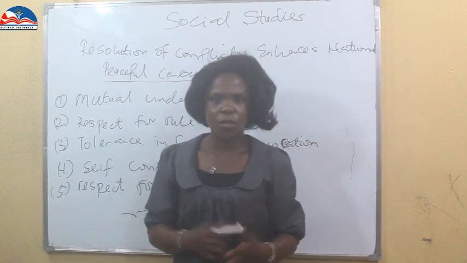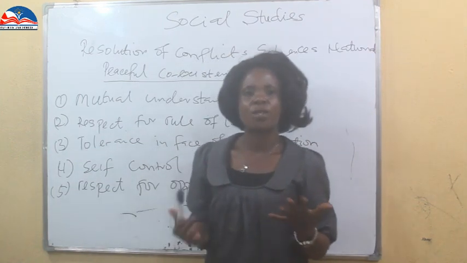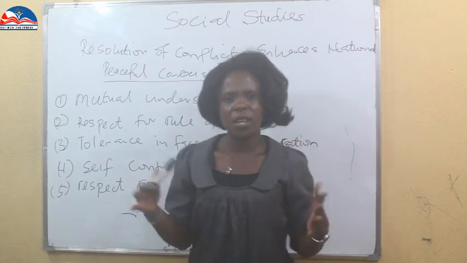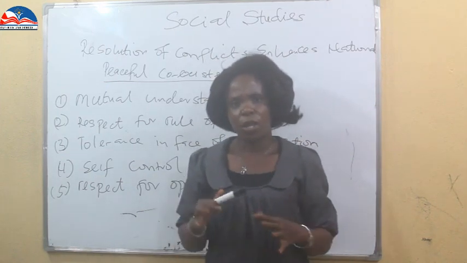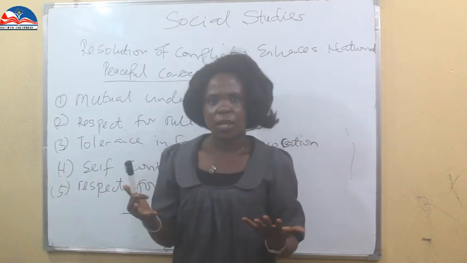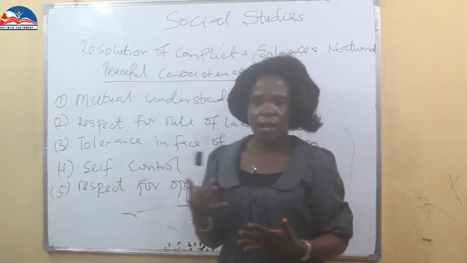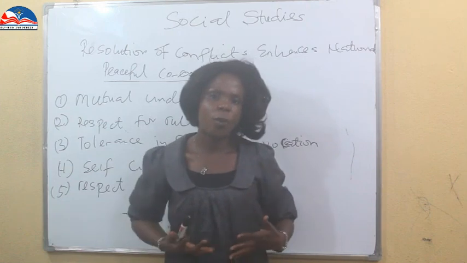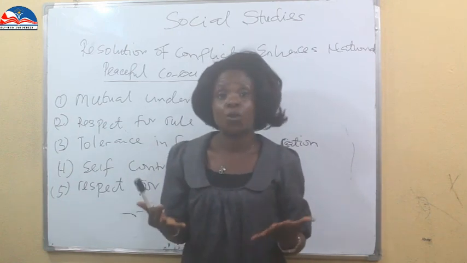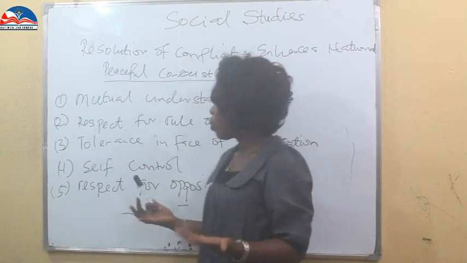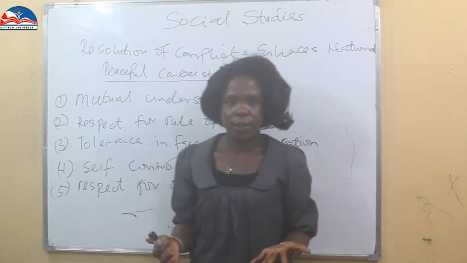So today we're going to see how we can enhance peaceful coexistence within the nation, within our family, within our community, within our environments. We're going to look at 5 areas that we can use to promote peaceful coexistence wherever we find ourselves. Number 1 is mutual understanding.